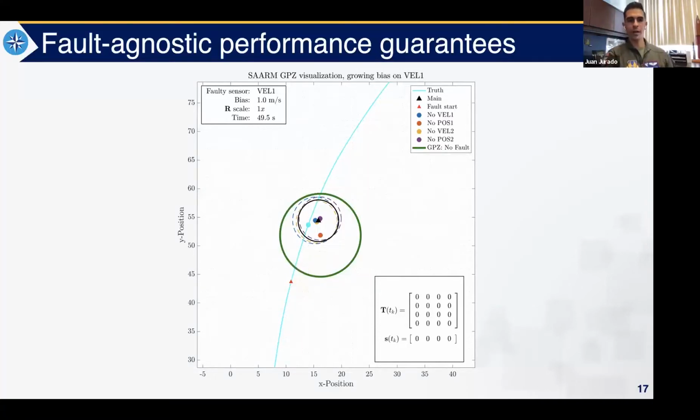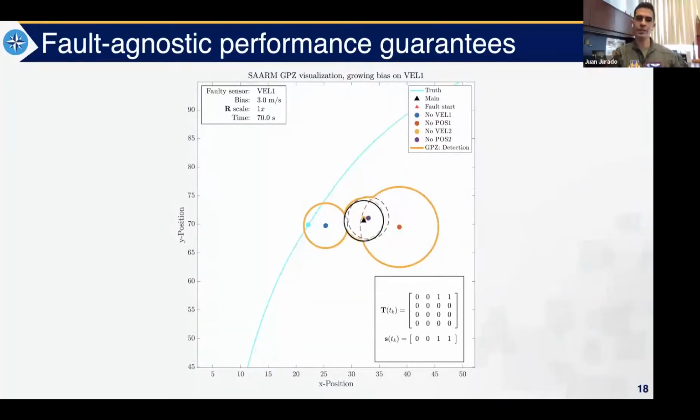Now let's keep growing the bias a little bit more. So another 30 seconds later, the bias is tripled. There's now 3 meters per second into the same sensor. Now notice the T matrix is starting to react. Now in this case, again, we have a fault detection, but I do not have identification yet, because I still have 2 subfilters that remain fault-free. So I do not know which of the sensors is actually causing the fault.